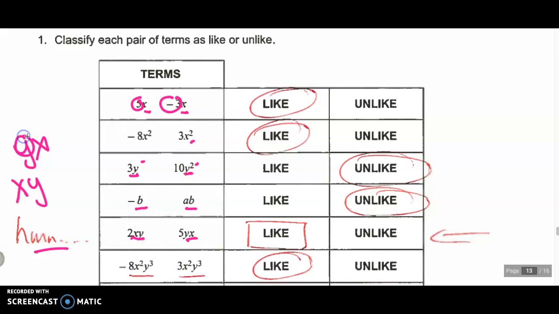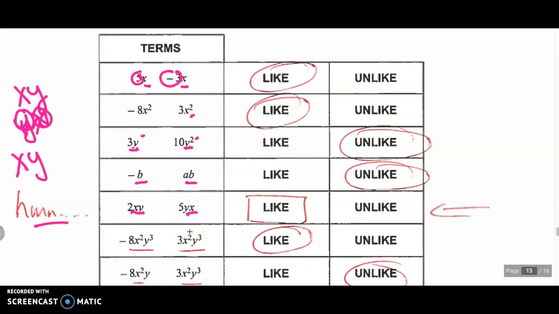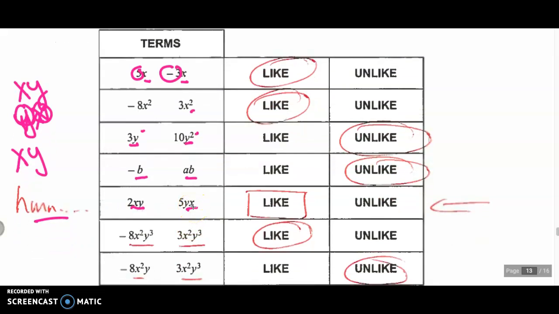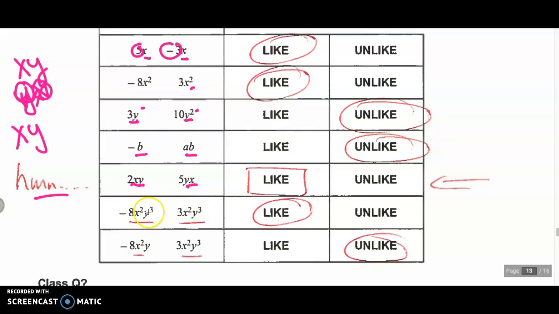So you can rearrange them. We usually go in alphabetical order, right? So you wouldn't see yx much. You'd see xy. This guy here, x squared y cubed. Let me just go carefully on this. And x squared y cubed, same letter to the same power. So there's a squared on the x, a squared on the x. Yep. Cubed on the y, a cubed on the y. Yep. So they're the same.